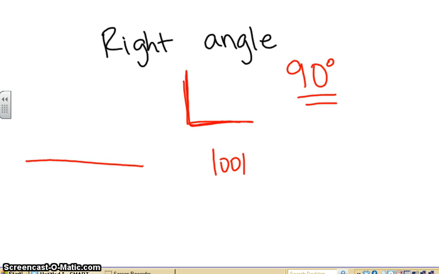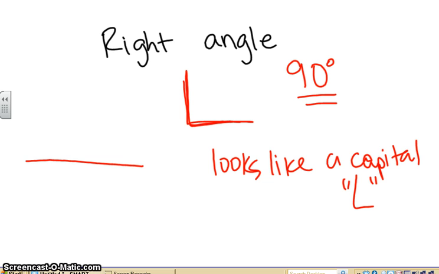So it looks like a capital L, not a lowercase l, a capital L. Now, sometimes on an exam or in life, you may see things that make what you think is a right angle, and you may not be sure. Well, if you don't have anything to measure it with, the way that we prove that something's a right angle is if somebody puts this little square in the corner of your right angle. That's them telling you, hey, this is for sure a right angle. You don't have to guess, you don't have to wonder, it's for sure a right angle.